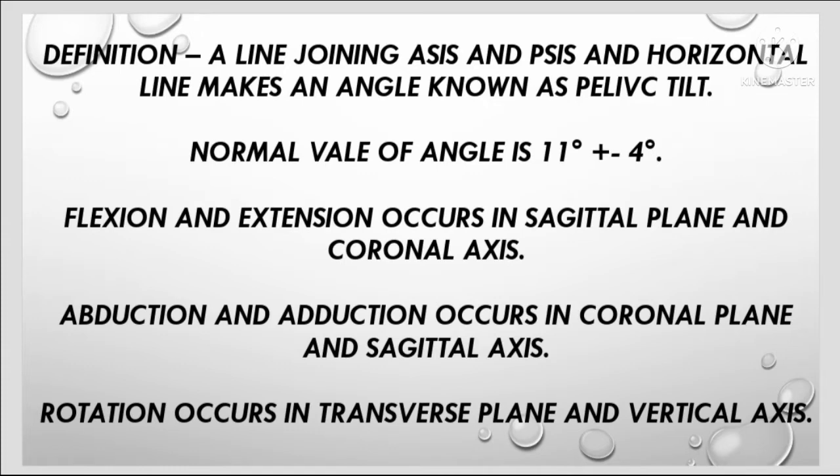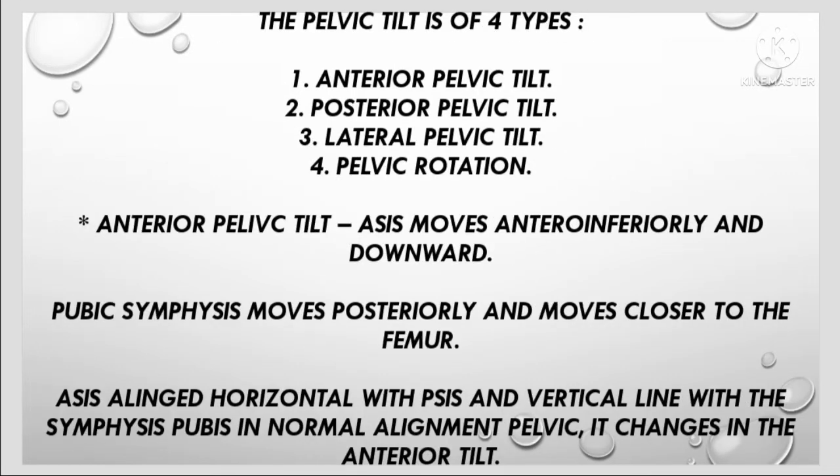Flexion and extension occur in the sagittal plane and coronal axis. Abduction and adduction occur in the coronal plane and sagittal axis. Rotation occurs in the transverse plane and vertical axis. The pelvic tilt is of 4 types: anterior pelvic tilt, posterior pelvic tilt, lateral pelvic tilt, and pelvic rotation.